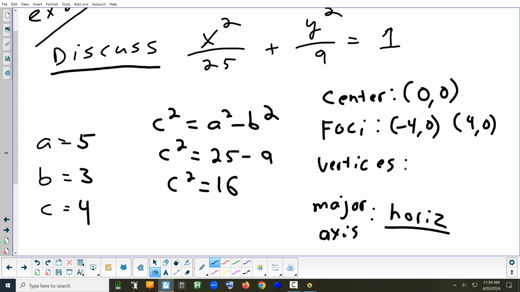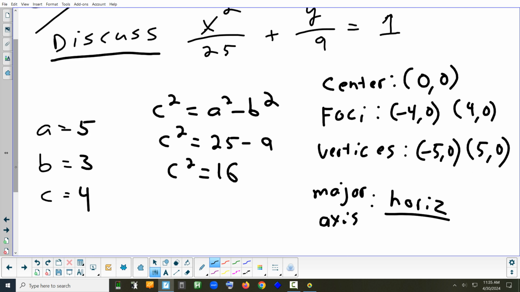What letter is going to help us with the vertices? Yep, A. How far away are the vertices from the center? 5 units, and they are 5 units left and right. So -5, 0 and +5, 0. And that's everything I would want to know about the ellipse.